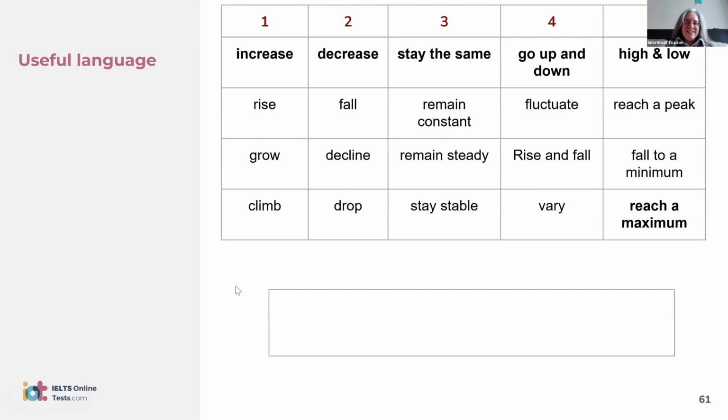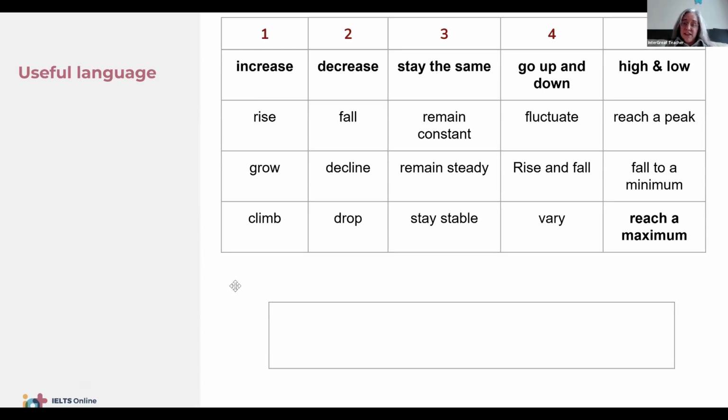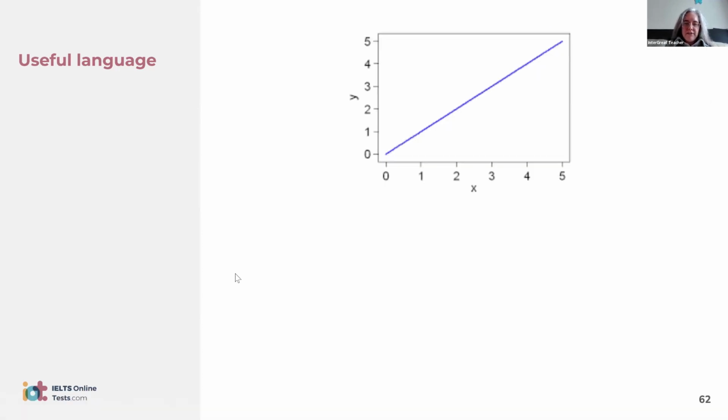Of course, it goes into column number 5. Okay, so yep, so reach a maximum. So the highest point. Great. Okay, so well done for that. That was really good. Excellent answers. Fantastic.